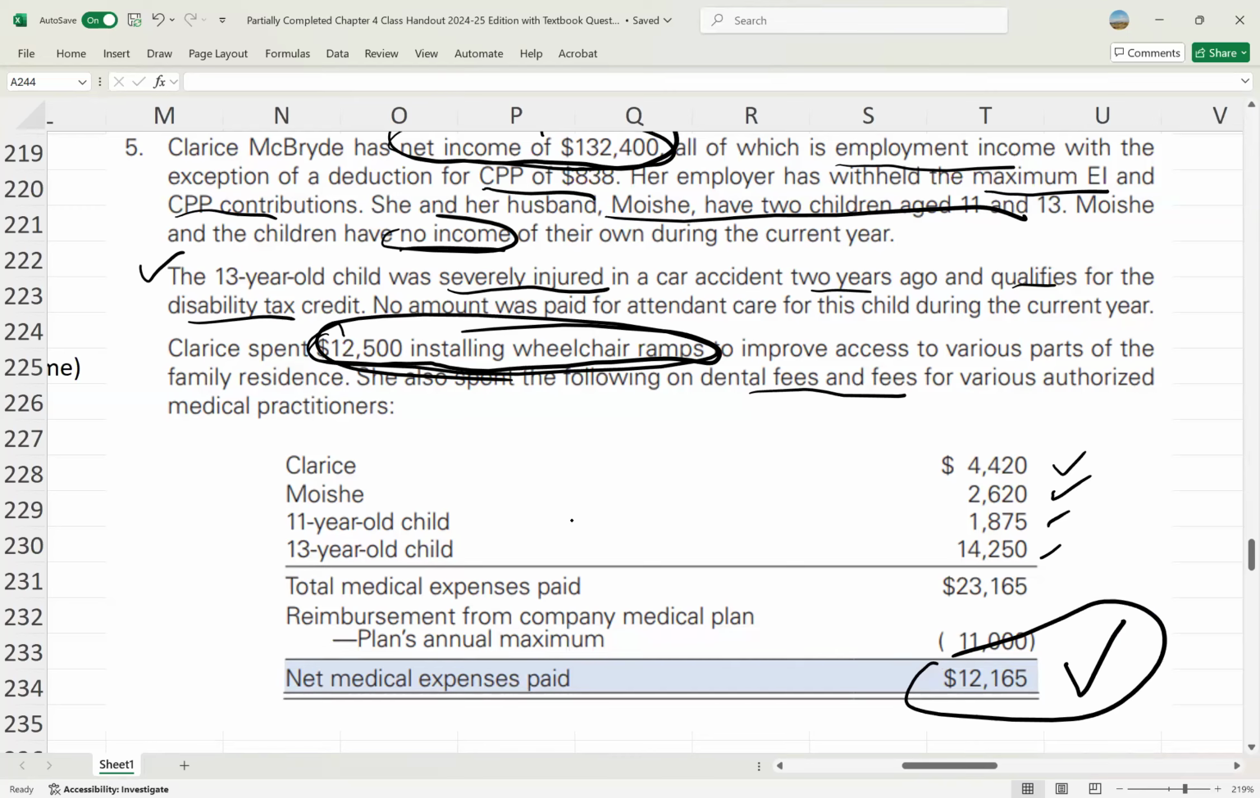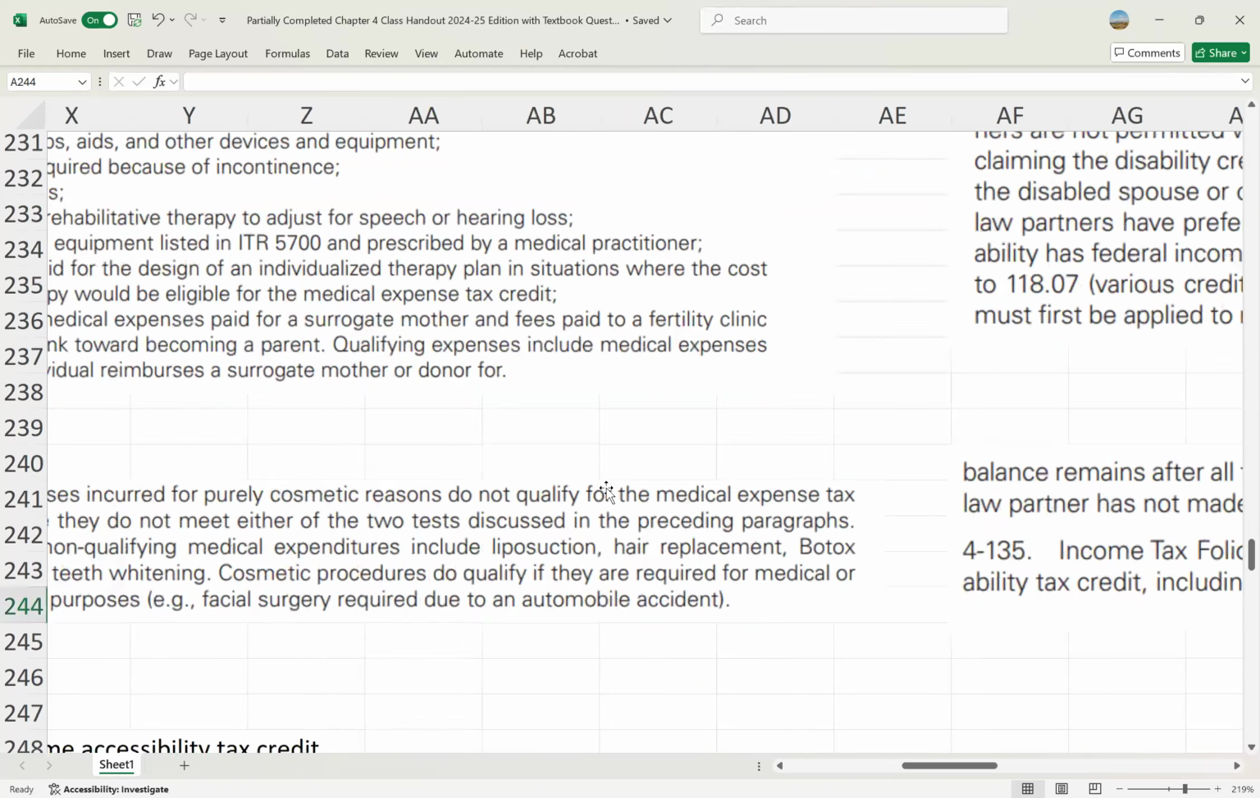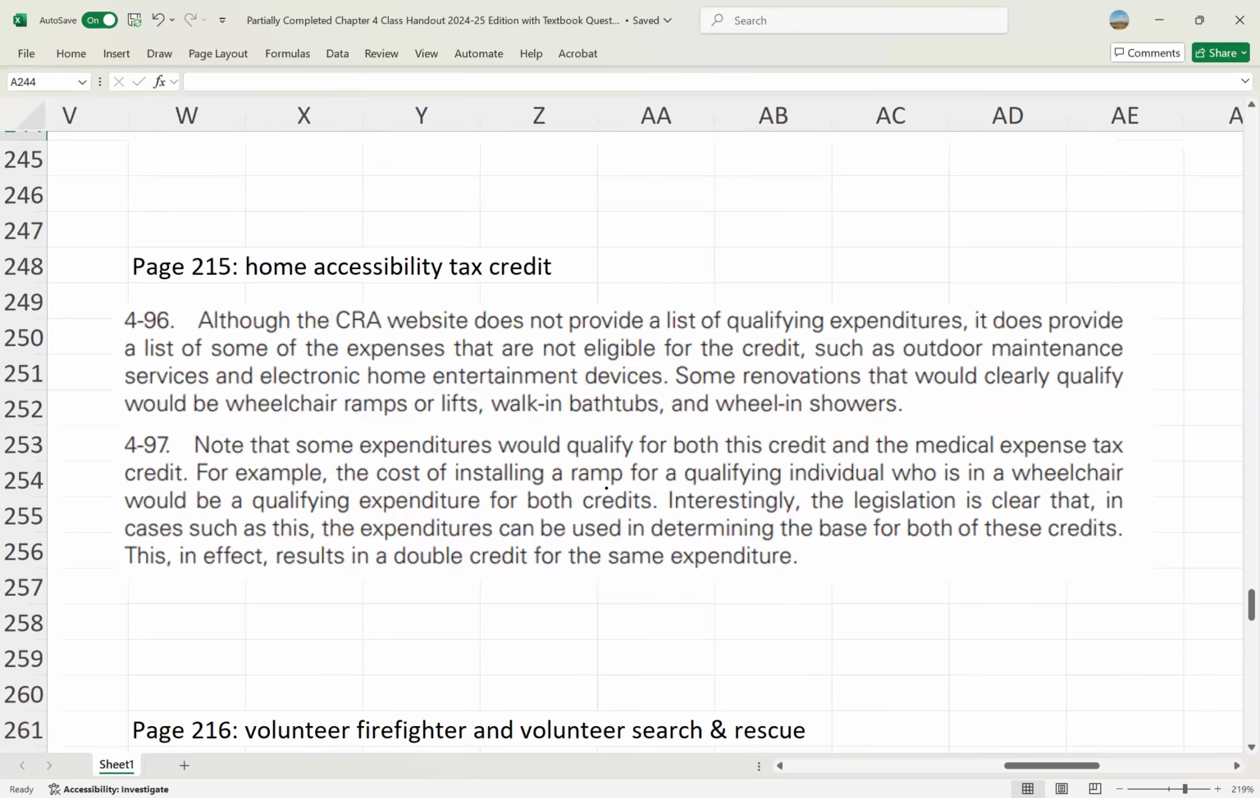Now then there's the question, does the 12,500 also qualify as a medical expense? And if it does, can they claim it for both the medical expense and home accessibility? So again, let's go back to the passage I cut out from the textbook. Let's look at this paragraph here.